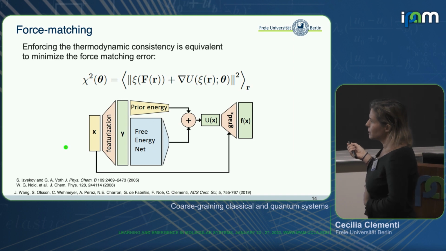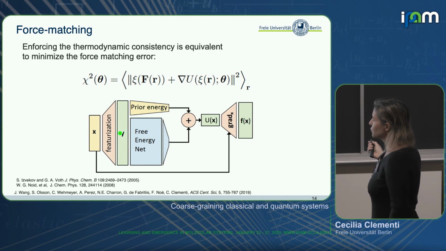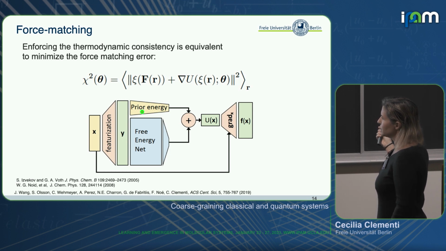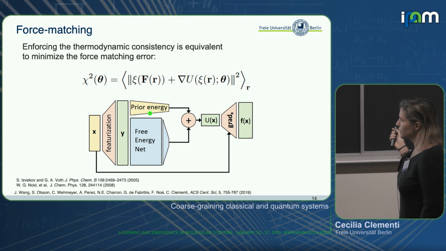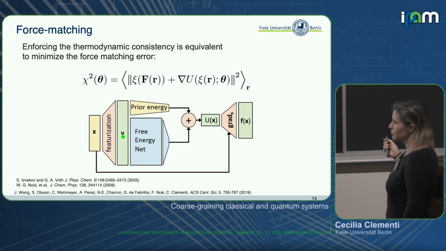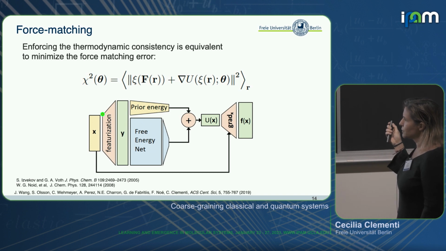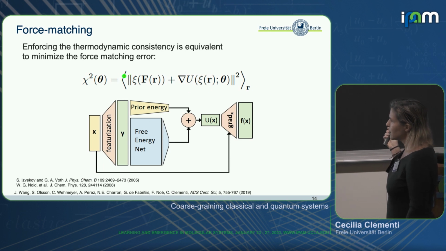This is what we called CGNet, and it was published a few years ago, so I don't want to spend too much time on it. But the idea is that we have something we can do with simple physical intuition, and we call it the prior energy. Everything else that we cannot get an analytical expression for, we put in this free energy net, and we learn it from data. We approximate this ensemble average with data, with the atomistic simulations that are our reference, and we minimize this functional that becomes a function of the parameters of the neural network.